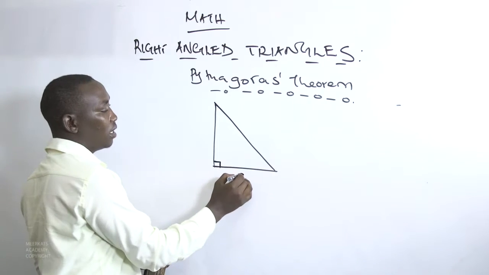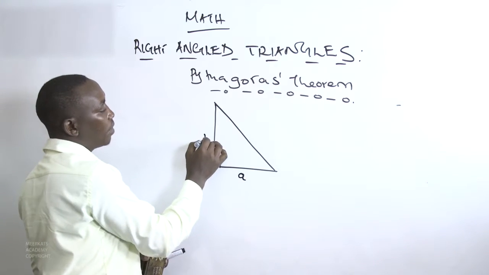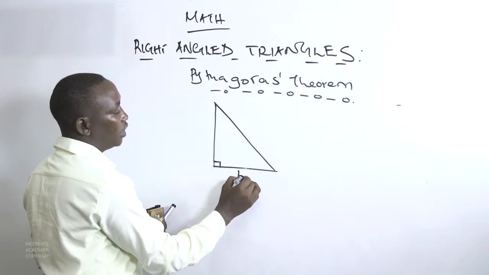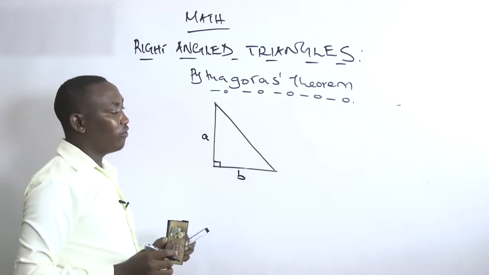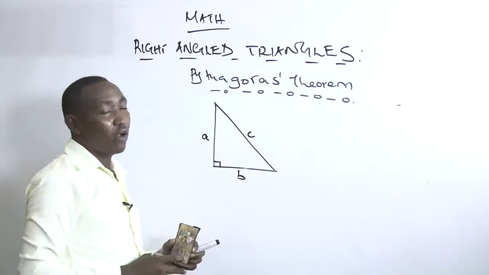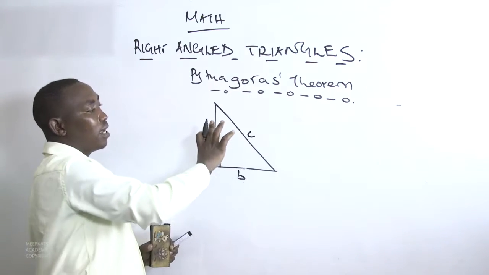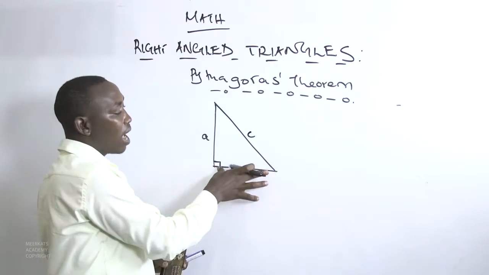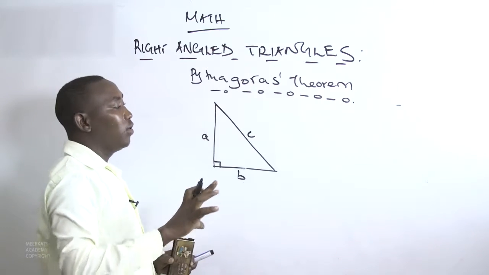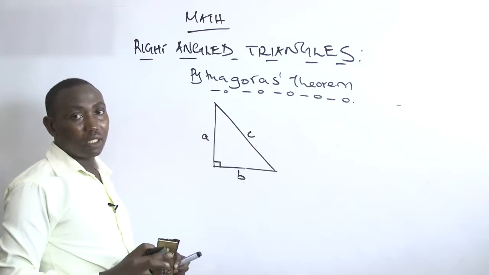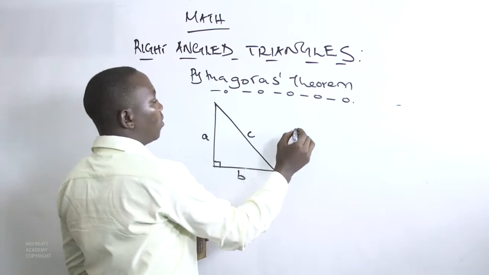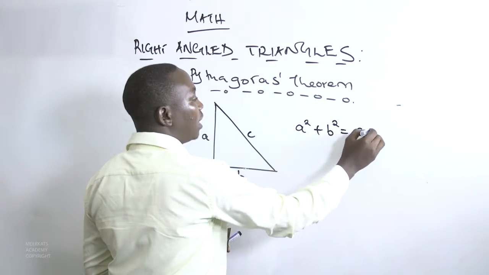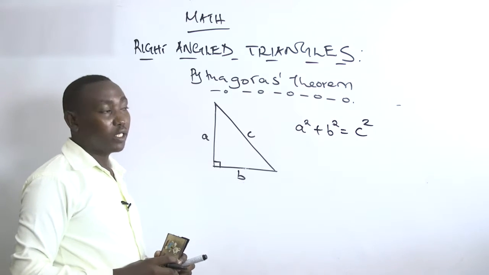that being 90 degrees, that is A, this is the base, one of the shorter sides, then this is the longer side. If you take the square of the shorter side and add it to the square of the other shorter side, you'll get the square of the longer side, which can be simply put as A squared plus B squared is equal to C squared.